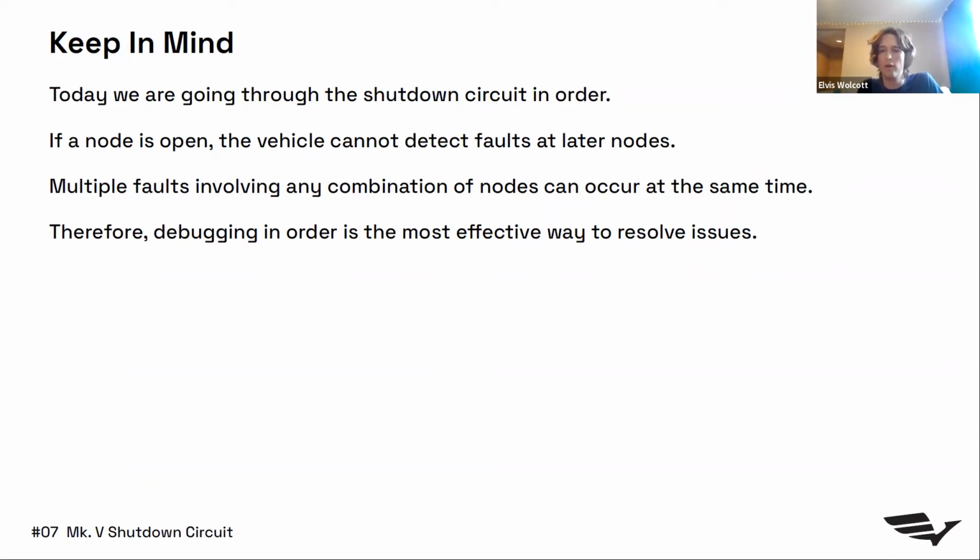And due to how the circuit operates, if a node early on in the car is open and the circuit is broken, the vehicle is not able to detect a later break in the circuit without you manually looking at it. So you're never going to see like 3 separate nodes giving you an error. You're going to see an error, and everything after that is going to be an error. So when debugging, it always is effective to find the first node that is broken or open, start debugging that, and move down through the rest of the shutdown circuit until you reach that.